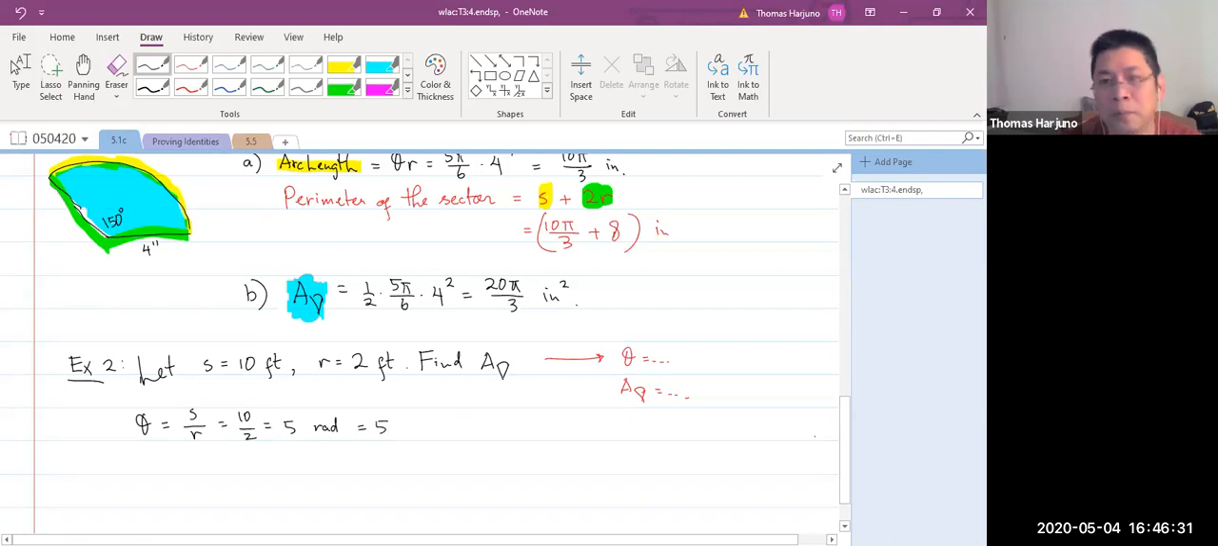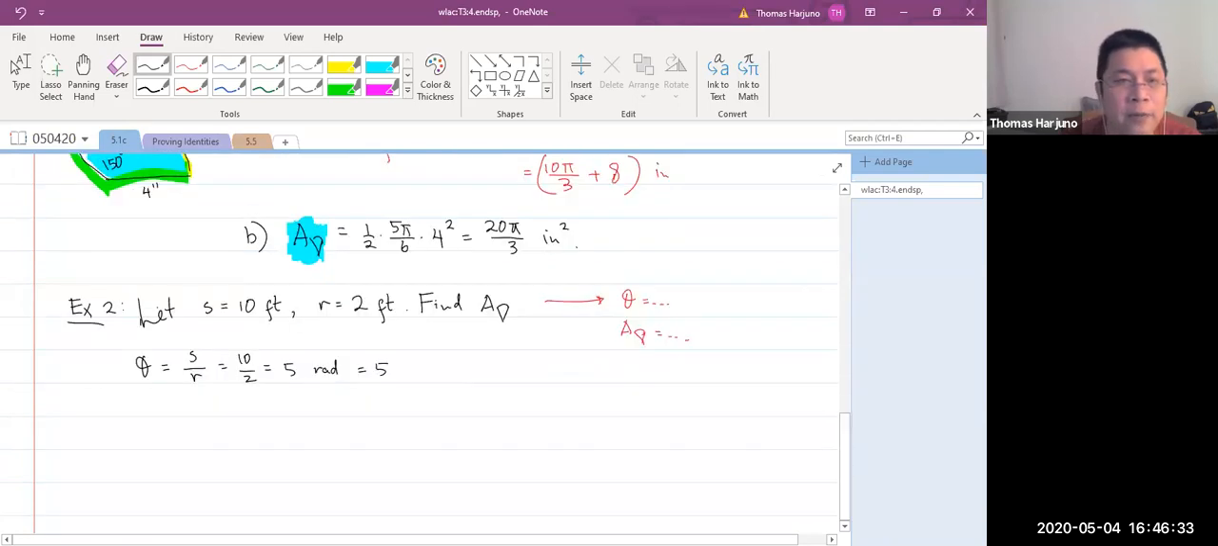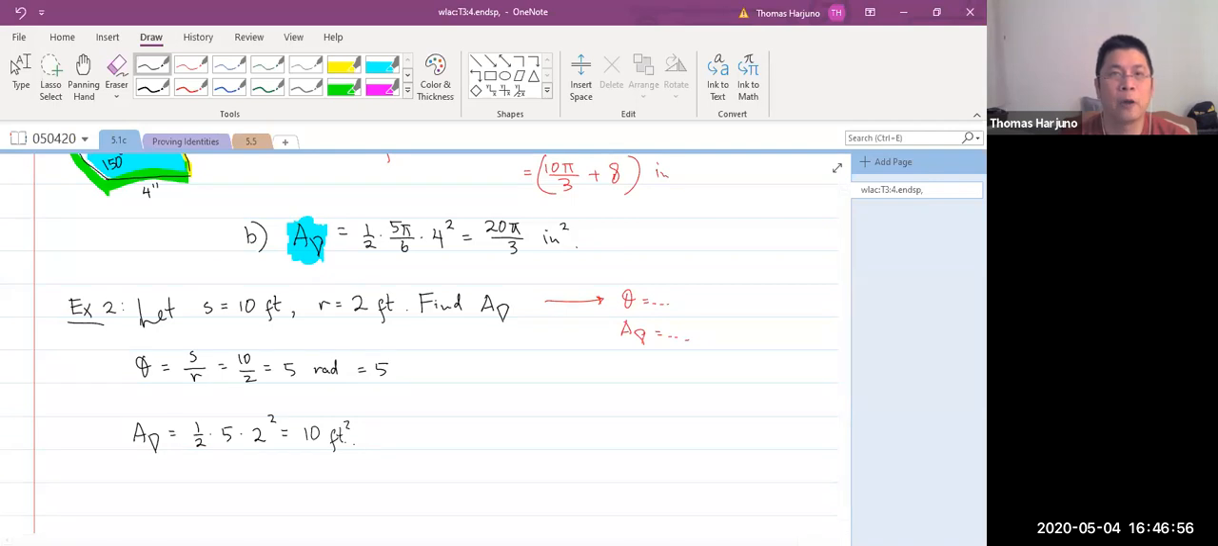Either one. Now I will use that 5 in the formula for the sector area. Then there will be 1/2 times 5 times r squared. The area happens to be 10 also. 10 square feet. Oh, surprise. Okay, I hope that's quite simple.